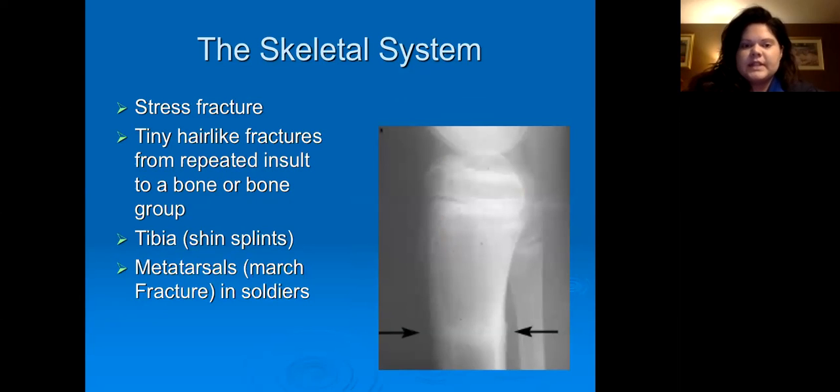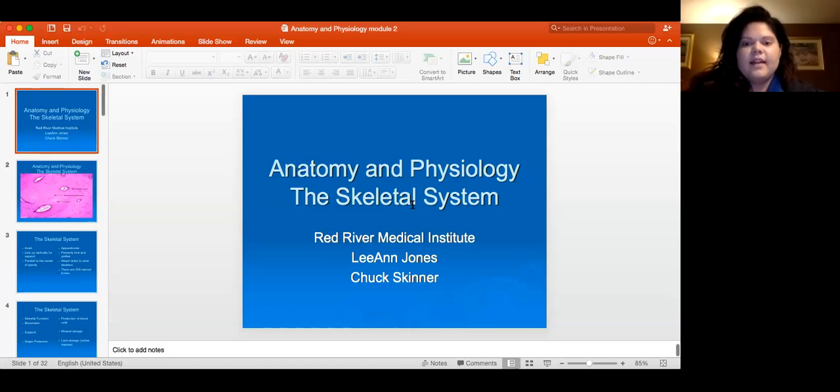Stress fractures are going to be tiny hair-like fractures from repeated insult to a bone or bone group. So somebody that keeps falling and falling and falling, they're going to have tiny little stress fractures in that area. Or your tibia, so with people who are into running and things like that, they can get shin splints. Your metatarsals, march fracture, like in soldiers, that's what that's keyed for. And that is the end of A&P of the skeletal system.